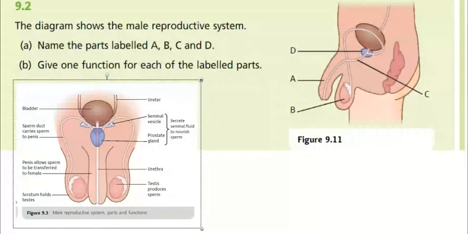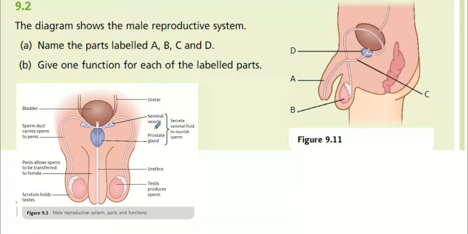We're going to use the diagram in the book to do this question. First of all, what is A? A would be the penis. You can see it's not pointing towards the tube, so A is the penis. B is the testes, which produce sperm in the body. B, testes.